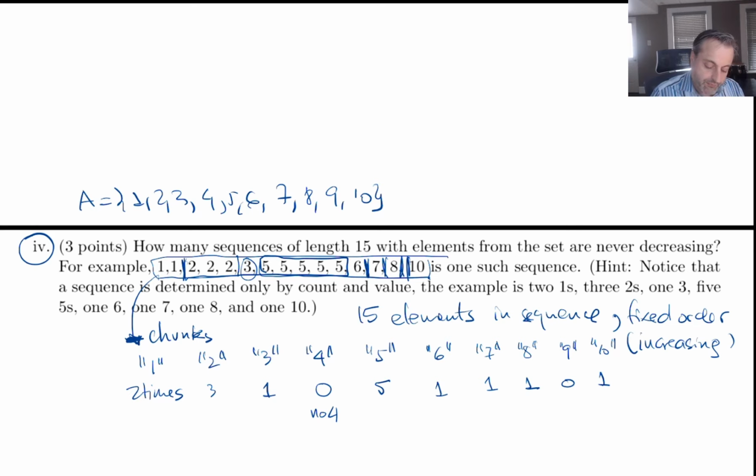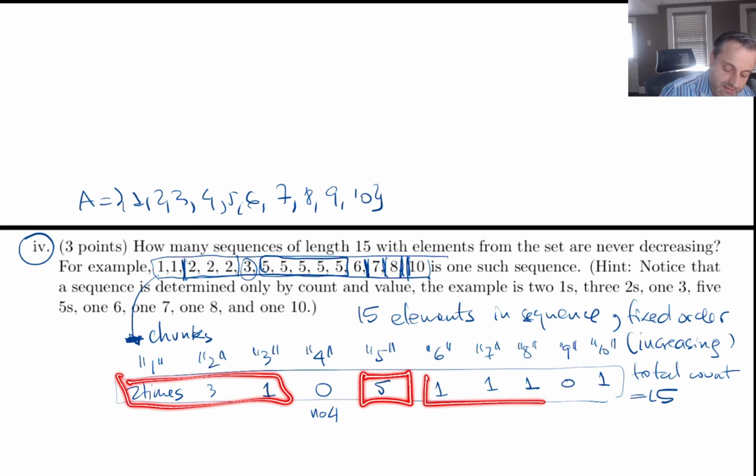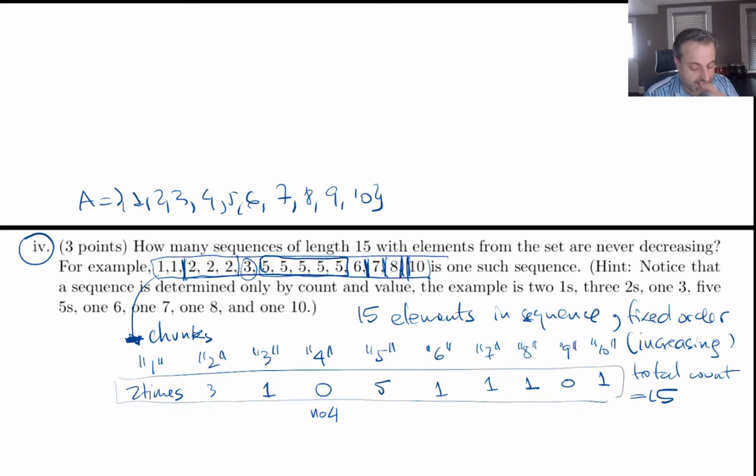So now, did I do this right? 2, 3, 1, right? That's 6. So the total of these counts, total count, must be 15, right? So we should verify that again. 2 plus 3 plus 1, that is 6, plus 5, that's 11, plus 1, 1, 1, 1, that's 4, that is 15. Good. So that's good.